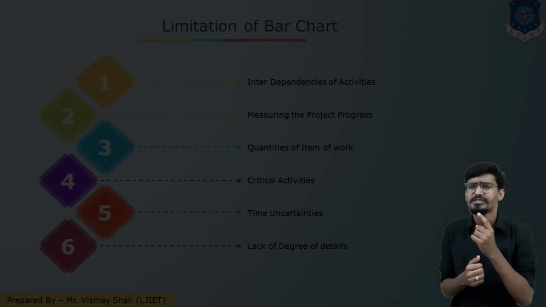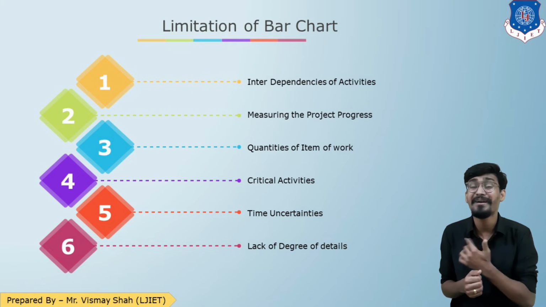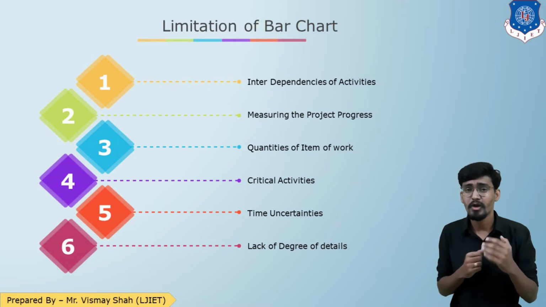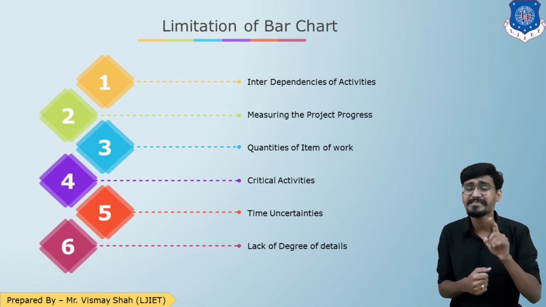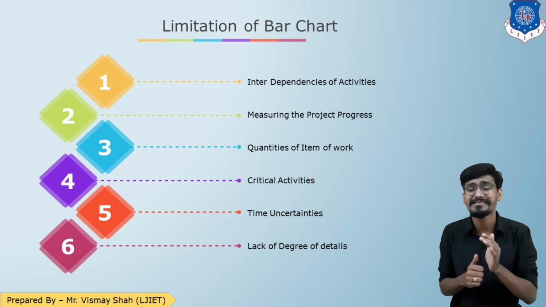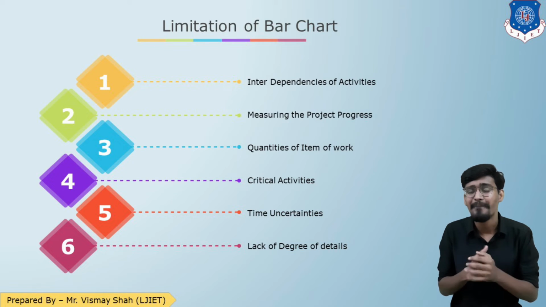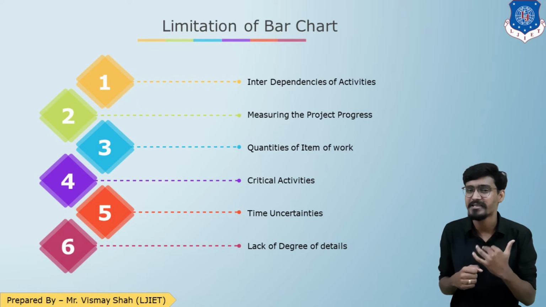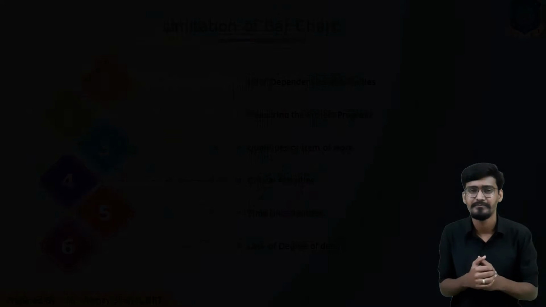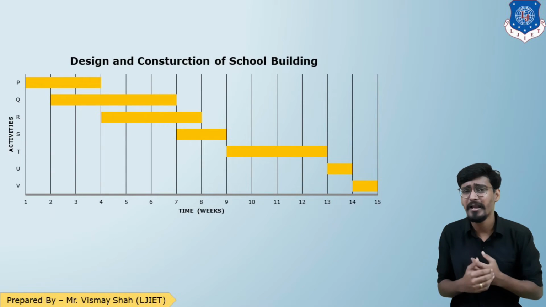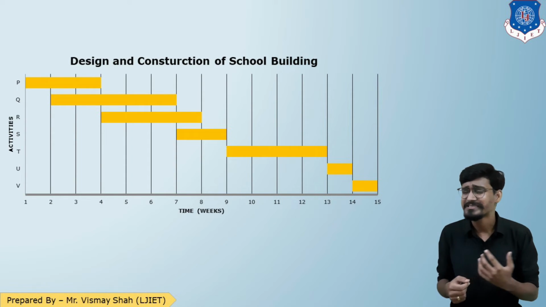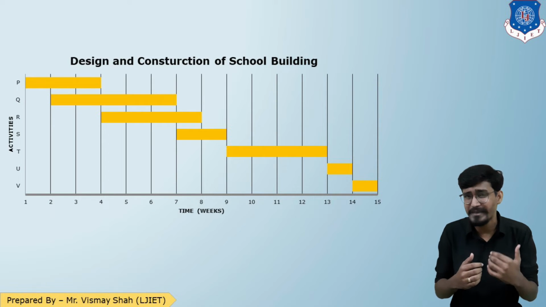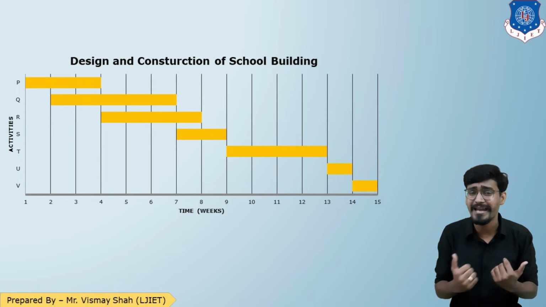Let us see. Here are the limitations or the lackings of the bar chart, because of which the bar chart is not popularly used. And the first limitation is interdependencies of activities. To understand this interdependency, let's come back to our example, the bar chart which we have just seen. As you can see in our example, by looking at this bar chart, students, can you tell me what is the relation between P and S, or Q and R, or even P and Q?